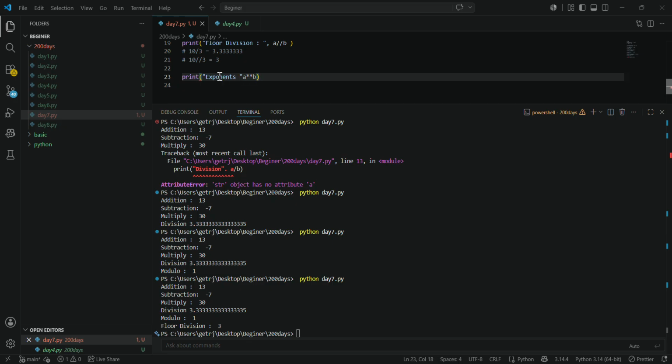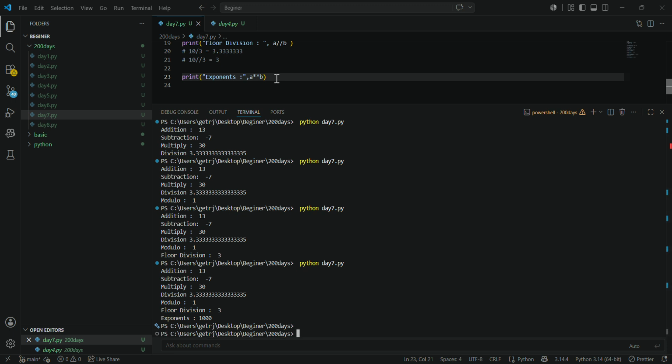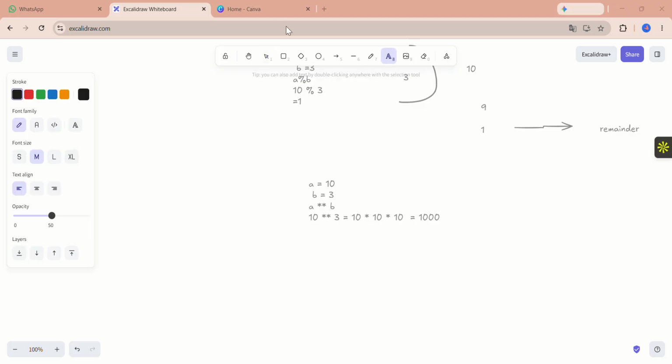Exponents. Now we will check here. We can use another number also, like we are using here c equal to 5 and d equal to 2. So we will check. Now we are writing here c equal to 5 and d equal to 2. So c exponent d. So we are writing here 5 exponent 2.